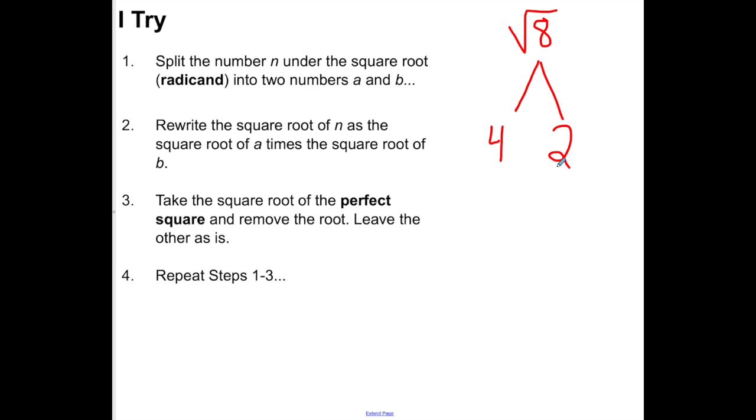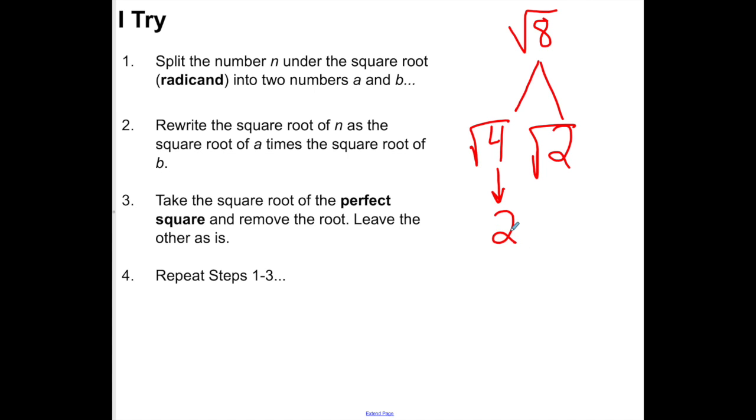But because of that multiplication principle, because 4 times 2 is equal to 8, what I know is the square root of 4 times the square root of 2 must be equal to the square root of 8. Again, because 4 times 2 is equal to 8. So that is step 1 and 2. Now I'm going to take the square root of that perfect square. So again, 2 times itself is 4.